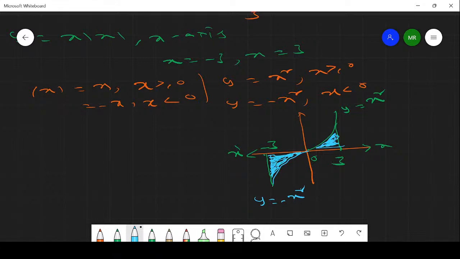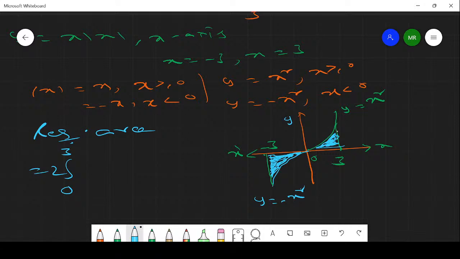0 to 3. Here also this is symmetric. You see 0 to 3, how much is there? Minus 3 to 0 is the same. This is symmetric with respect to the y-axis. Now I can write the required area is equal to 2 into 0 to 3, because this is symmetric with respect to the y-axis.